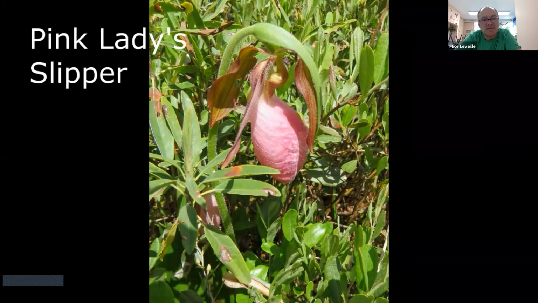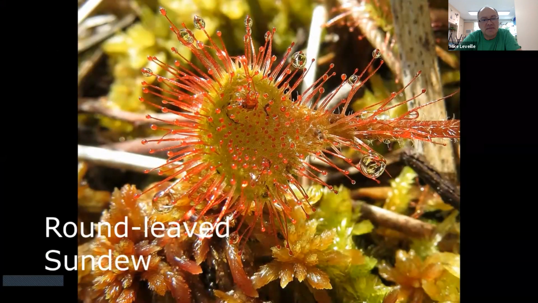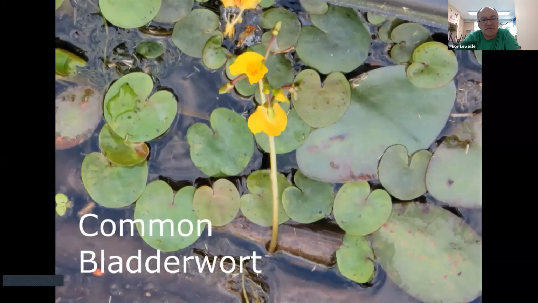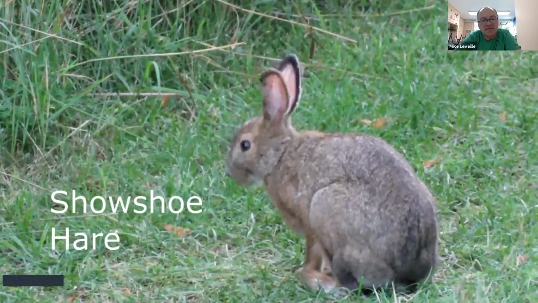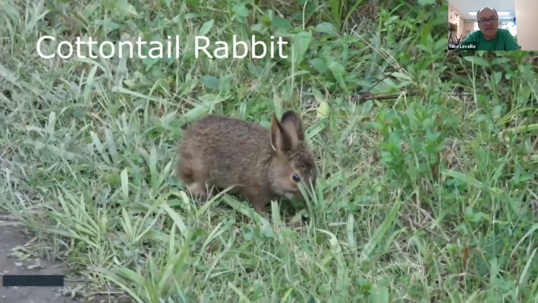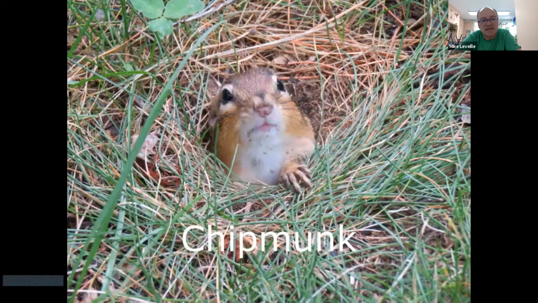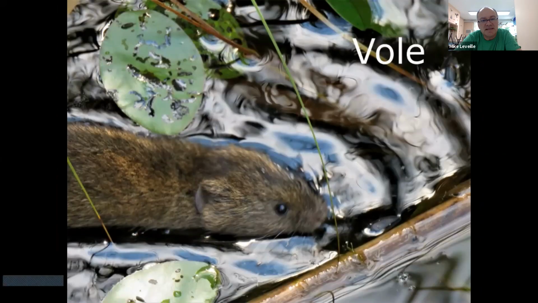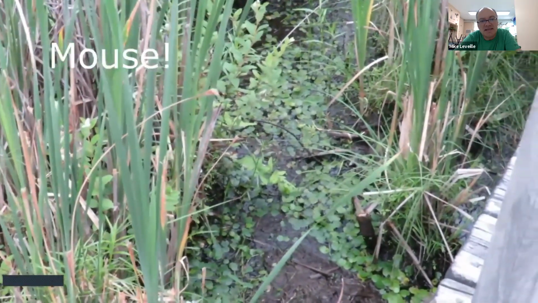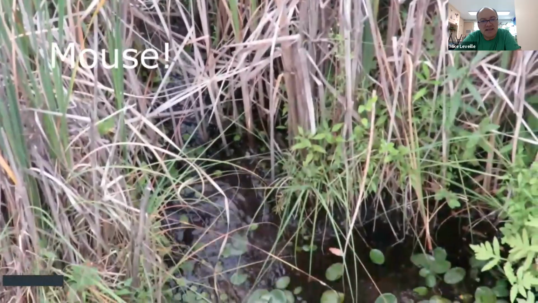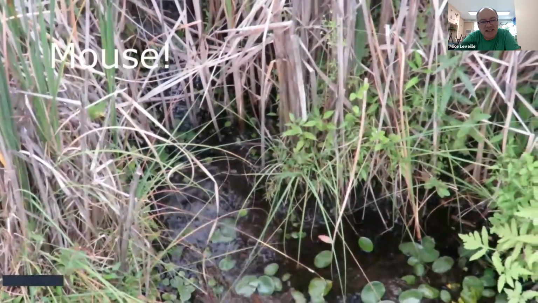9 species of orchids, and carnivorous plants such as the roundleaf sundew and the common bladderwort. They're all found here. Some of the mammals I've seen include snowshoe hares, cottontails, chipmunks, raccoons, meadow voles, and some really tiny, very, very fast little mice. Not quite sure what these guys are.